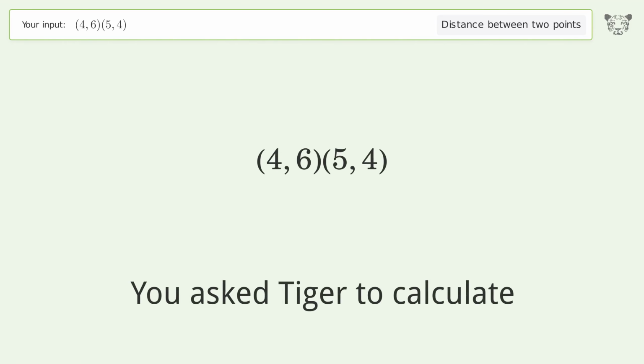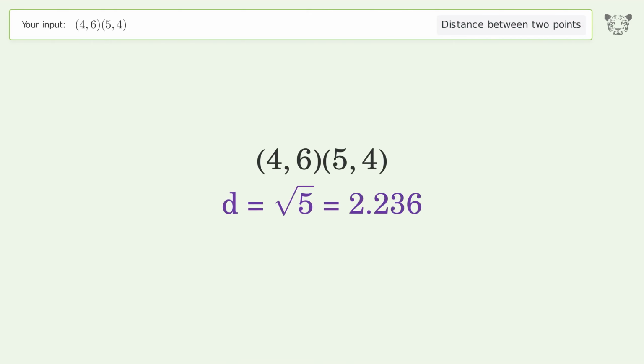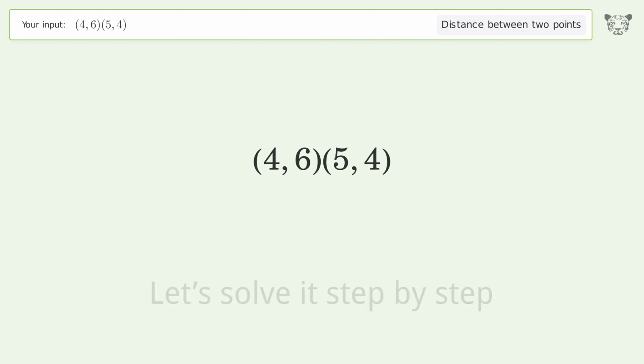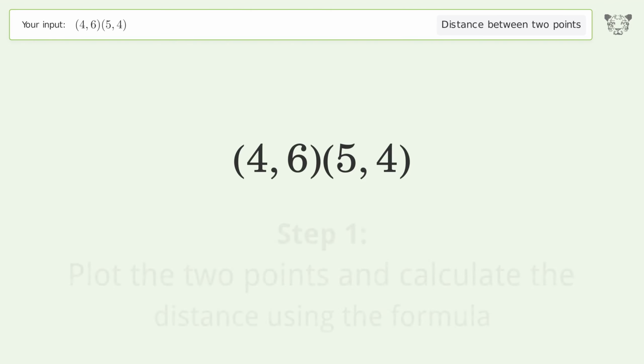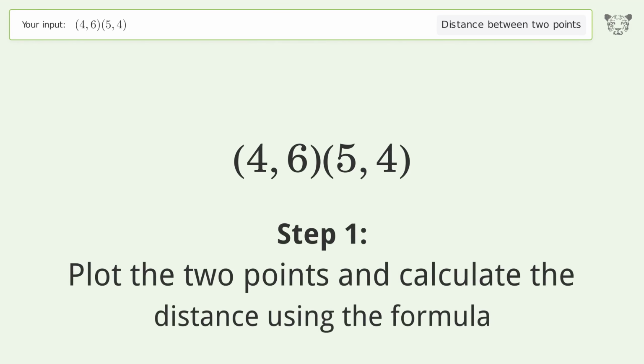You ask Tiger to calculate the distance between 2 points. The distance between the 2 points is the square root of 5, or 2.236. Let's solve it step by step. Plot the 2 points and calculate the distance using the formula.